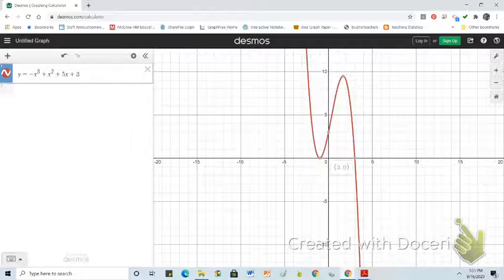So this is why it's so important that you use Desmos. It makes this stuff a lot easier. If you're using your calculator, you're going to have to use the calculate function to find your maximums in zeros. It doesn't just give it all to you. So let's take this information and go back to our graph.